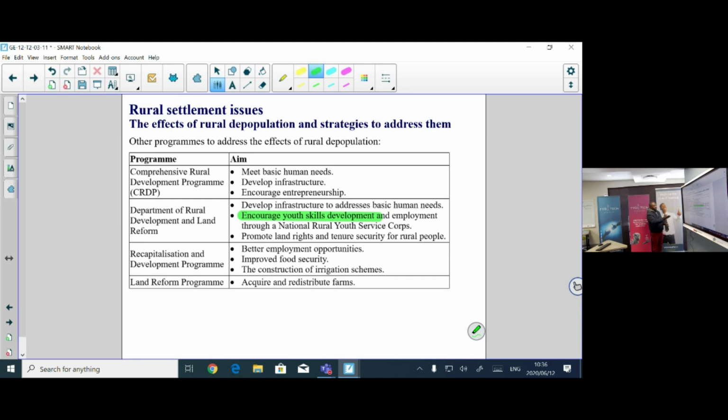So I think we are all aware of the other program that the government is planning to implement, which is the appropriation of land without compensation, which is also aimed at this land reform.